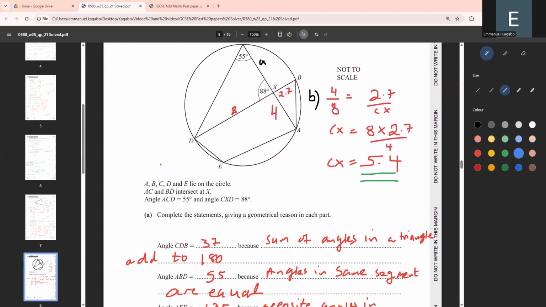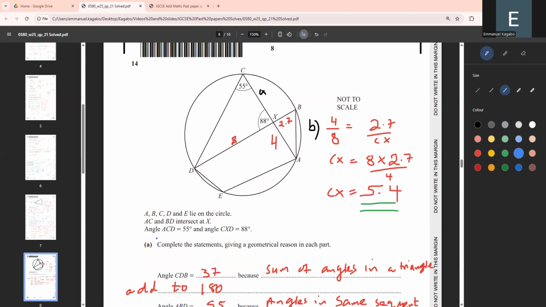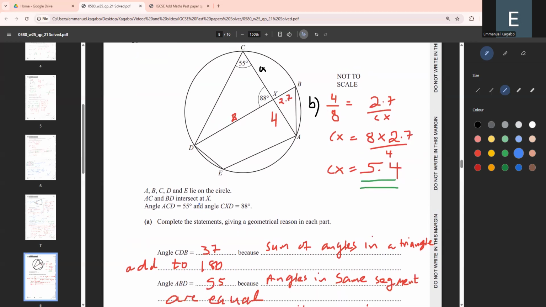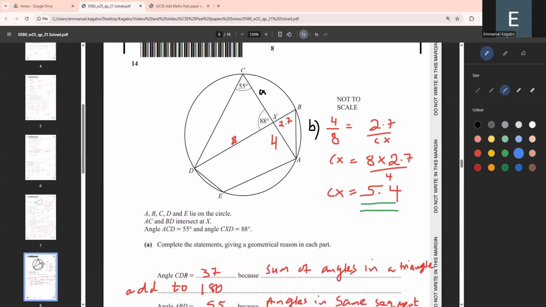Okay. Now the question says the information is given. They have 55, and we have 88 here, and then they say complete the statement, giving geometrical reasons for each part. Then they said find CDB. Which one are they talking about? They talk about this one, right? C, D, B. This is the angle they're talking about.